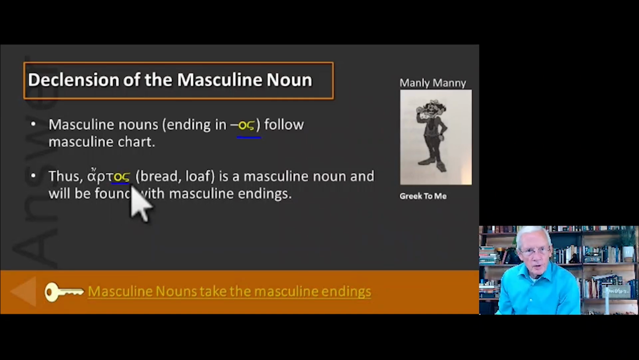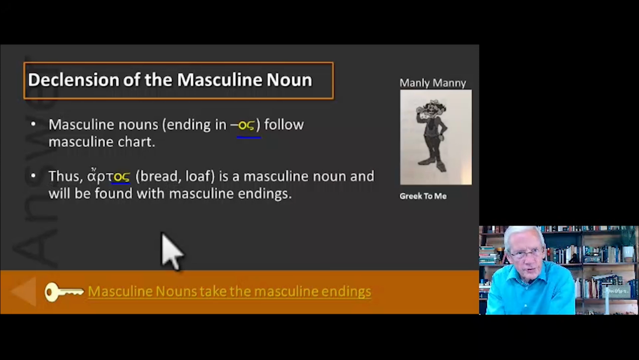So here's the word artos right below it. That means bread or loaf. You'll see the ending os, that's masculine. So that word is going to follow the same pattern that we just looked at. It's a masculine noun, and it's going to be found with the masculine endings.